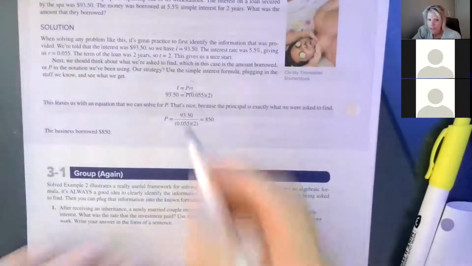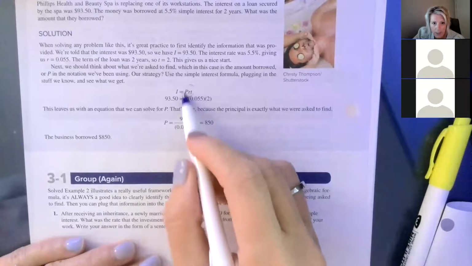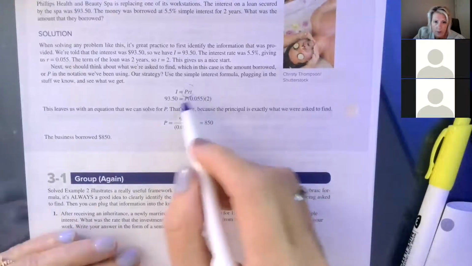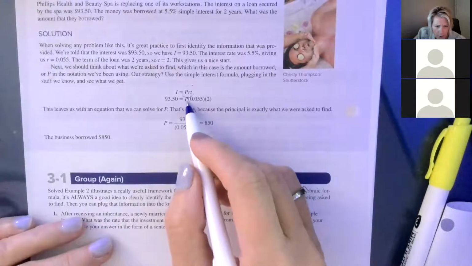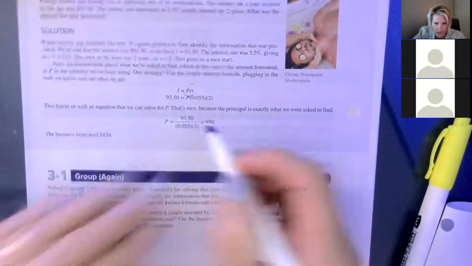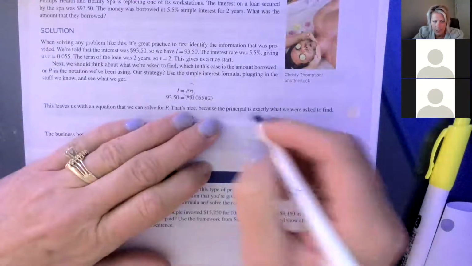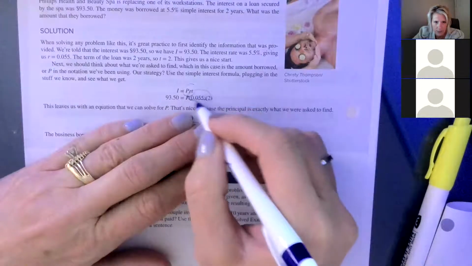So if I'm missing any of the pieces on the right side of the formula, P, R, and T, because they're being multiplied together, to undo them we're going to use division. In the solved example, they were missing P. So to get P alone, I would have left P on the right just so it visually looked the same. To get P alone, we're going to divide by the things that are being multiplied by P.